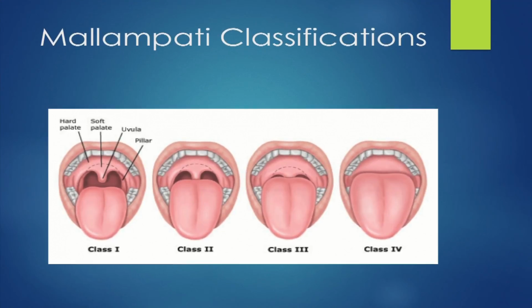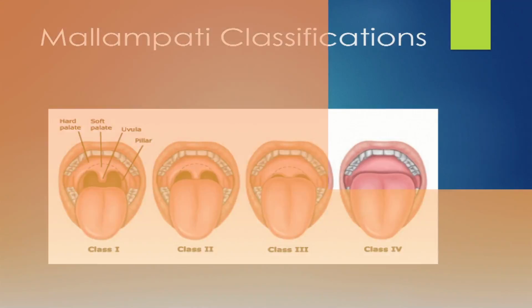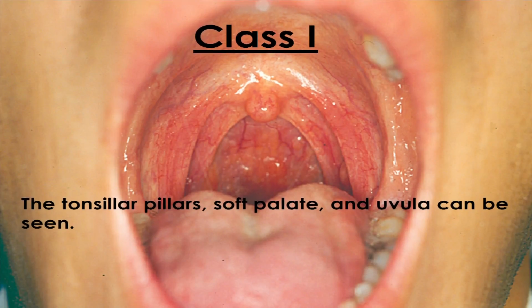You cannot see any of the uvula. It is completely covered up. You see no sign of the airway. So here's a Mallampati Class 1. Again, the airway is wide open. You can see the entire uvula. You can see the entire end of the soft palate.